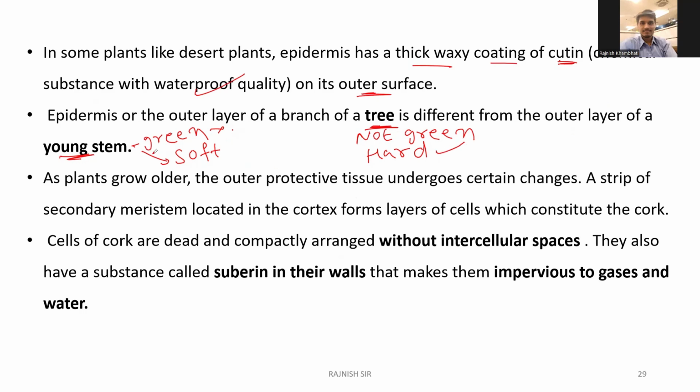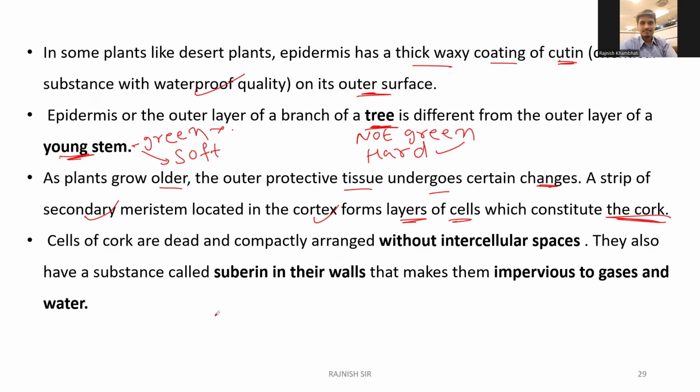Similarly, in the young stem, as a plant grows older, other protective tissue undergoes certain changes. Now there will be some changes occurring in the plant as they grow, like we are growing similarly. A strip of secondary meristem located in the cortex, in the form of layers of cells, constitutes the cork.